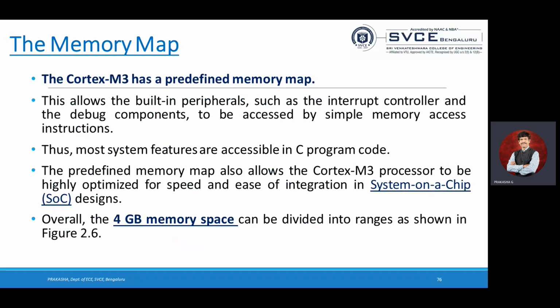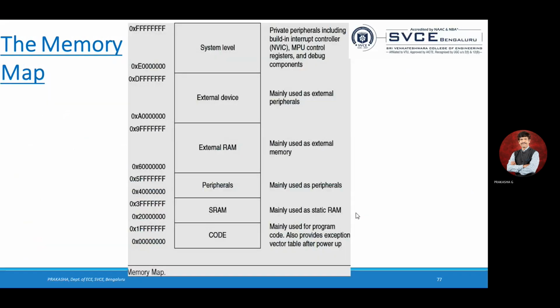Overall, a 4 GB memory space can be divided into ranges. Different ranges are there. We will see how exactly the 4 GB is going to be divided. See here, this is the memory mapping. This indicates the 4 GB memory which is available. The 4 GB that is available has been divided. So the lowermost memory is 00000000 to 001FFFFF.